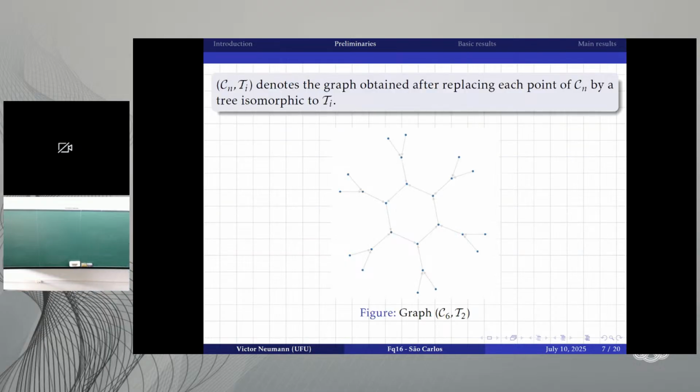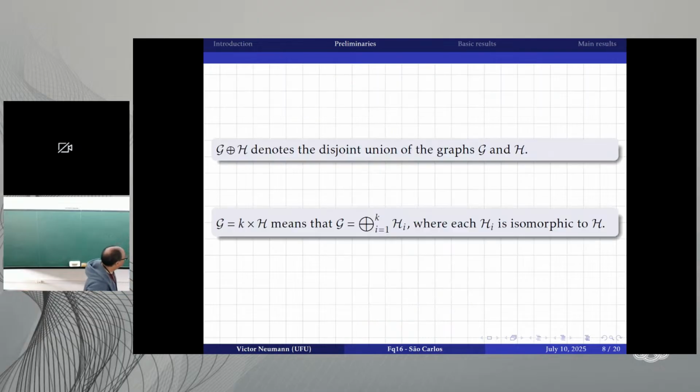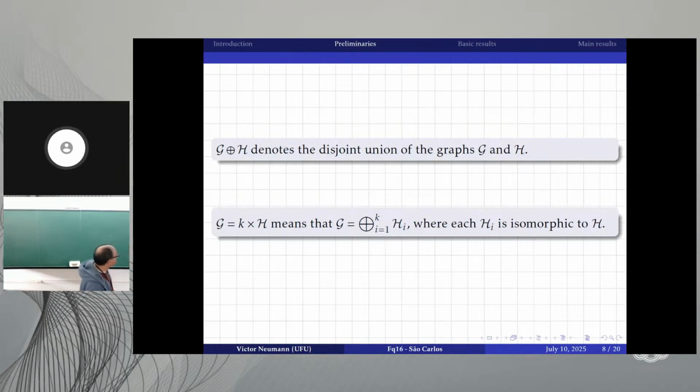And finally, Tn comma tau I. It is the graph obtained in Tn, and each point of the cycle we attach a tree isomorphic to tau I. And we denote like this the region union to graph, and like this the region union of several graphs between them.